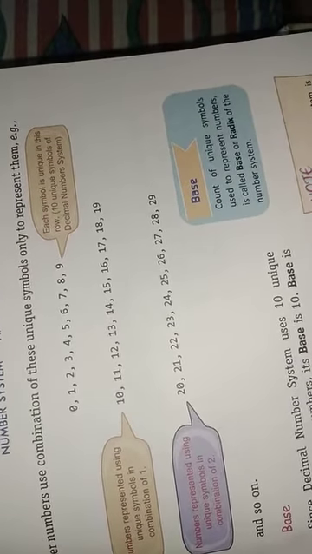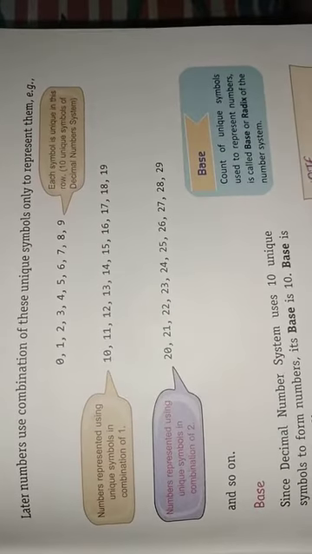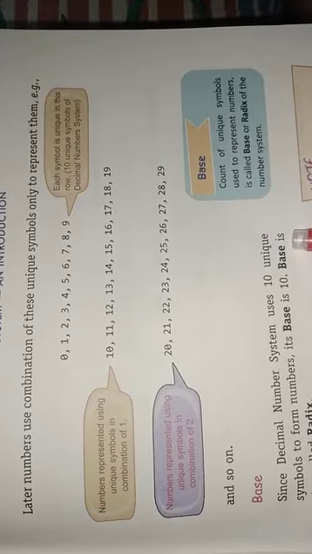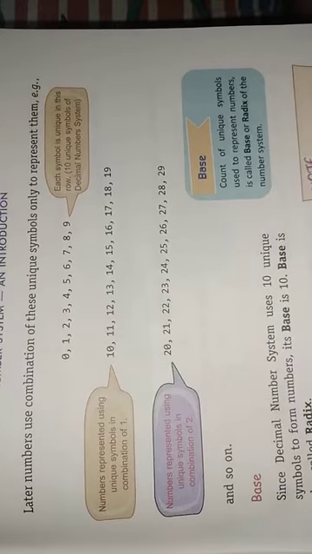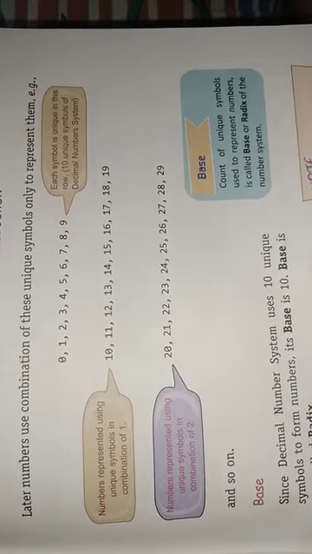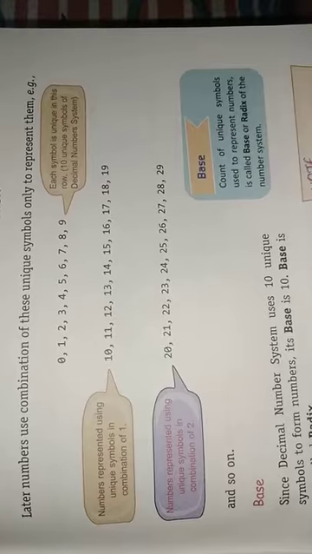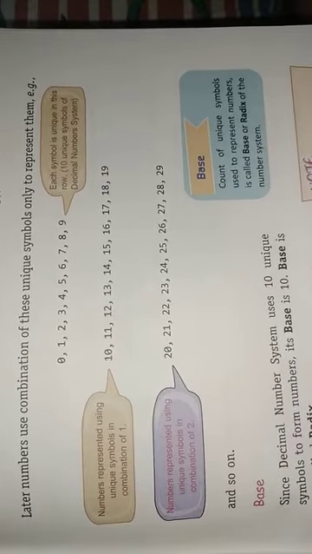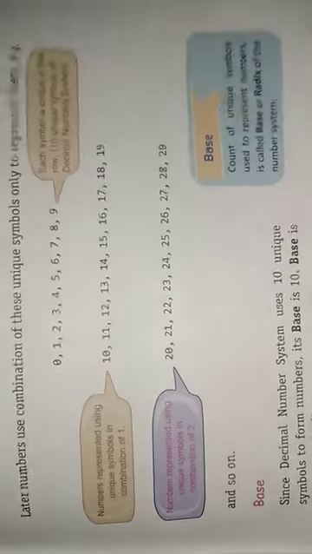Then what is a base? Since decimal number system uses 10 unique symbols to form the numbers, its base is 10. Base is also called radix. What is the base of binary number system? Since only two digits are used to represent binary numbers, binary number has a base 2.